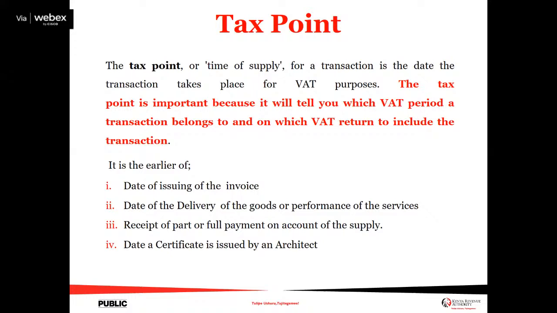You need to be a registered business for VAT. Two, we've agreed that the person paying the VAT is not you, rather it's your final consumer. So if that is very clear to us, then what now becomes the tax point? A tax point or a time of supply for a transaction is the date the transaction takes place for VAT purposes. And this is very important because it will tell us which period a transaction belongs to and to which VAT return to include the transaction.